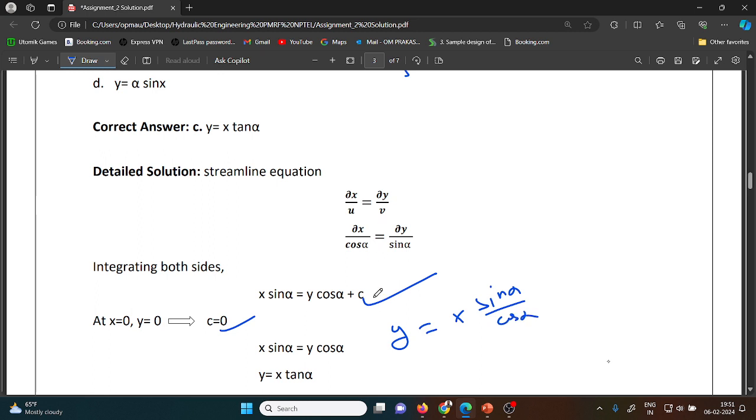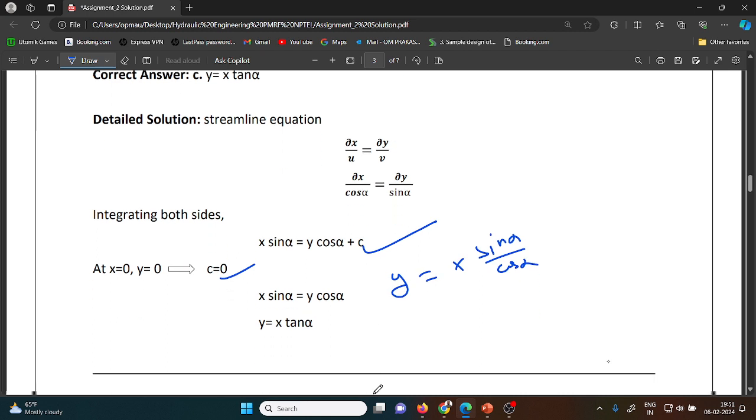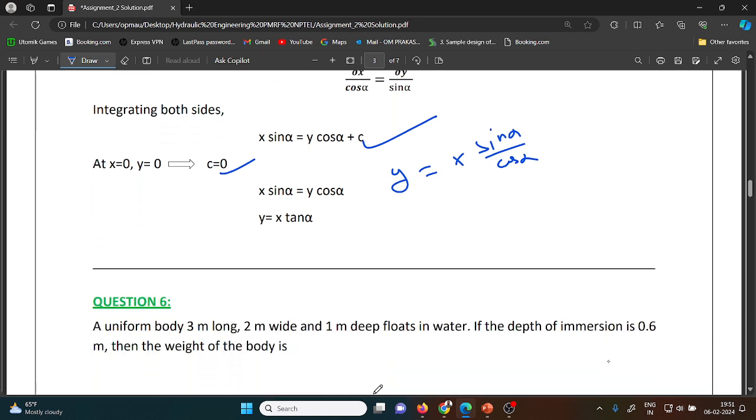Now coming to the next question, question number 6. A uniform body 3 meter long, 2 meter wide and 1 meter deep floats in water. If the depth of immersion is 0.6 meter, then what is the weight of the body? Okay, very important question.